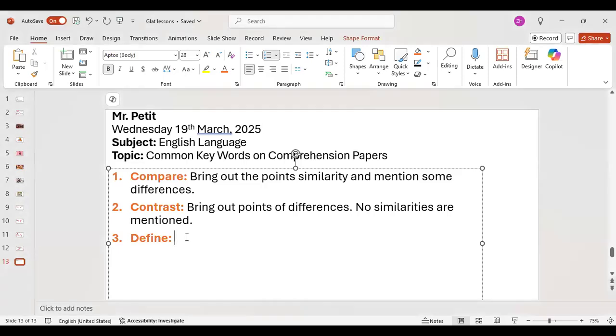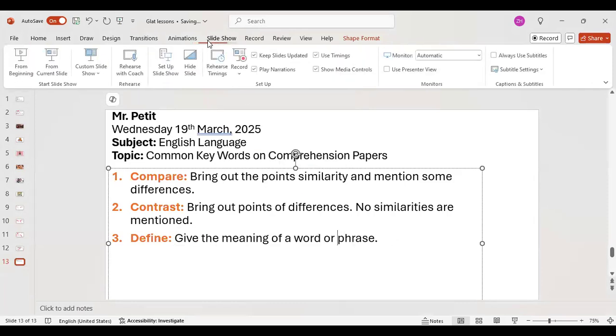So when we say define, it means to do what? Give the meaning of a word or phrase. So we mean by define, to give the meaning. Okay. So if I say define the word ambiguous, what would you say? What does ambiguous mean?